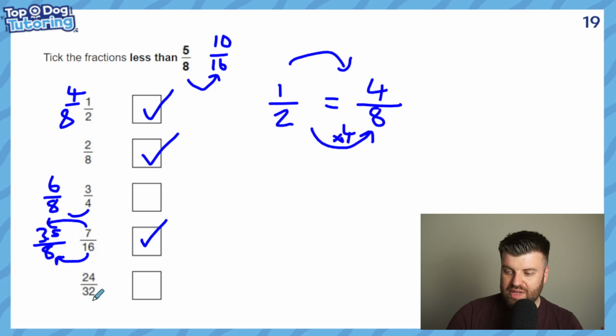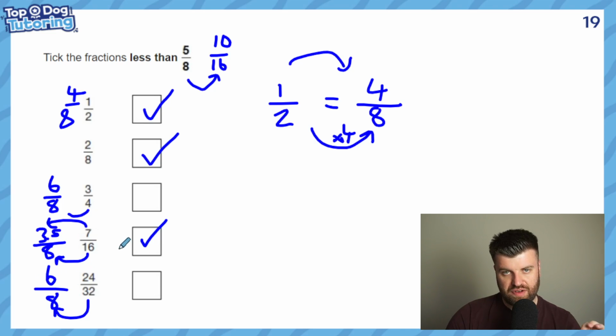And here again, we have 24 out of 32. We can change that to 8s. There are 4 in 32. Divide the top by 4, and we get 6/8. That is not less than 5/8. This is essentially asking you to work out equivalent fractions, but 5 times in one question. So you need to be a pro, and the quicker you can do it, the more likely you are to actually answer the question correctly.